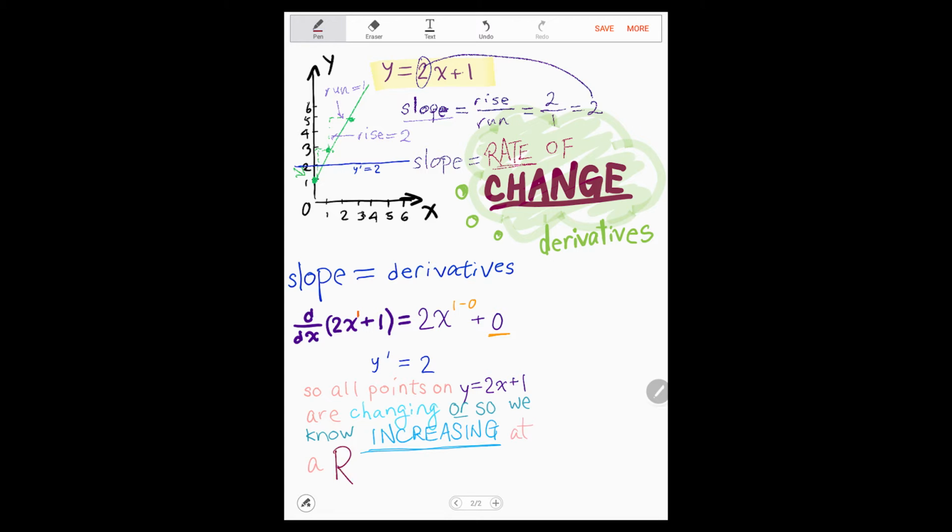And what does dy over dx mean? That's easy. The change of y over the change of x, which is slope, which is derivatives.